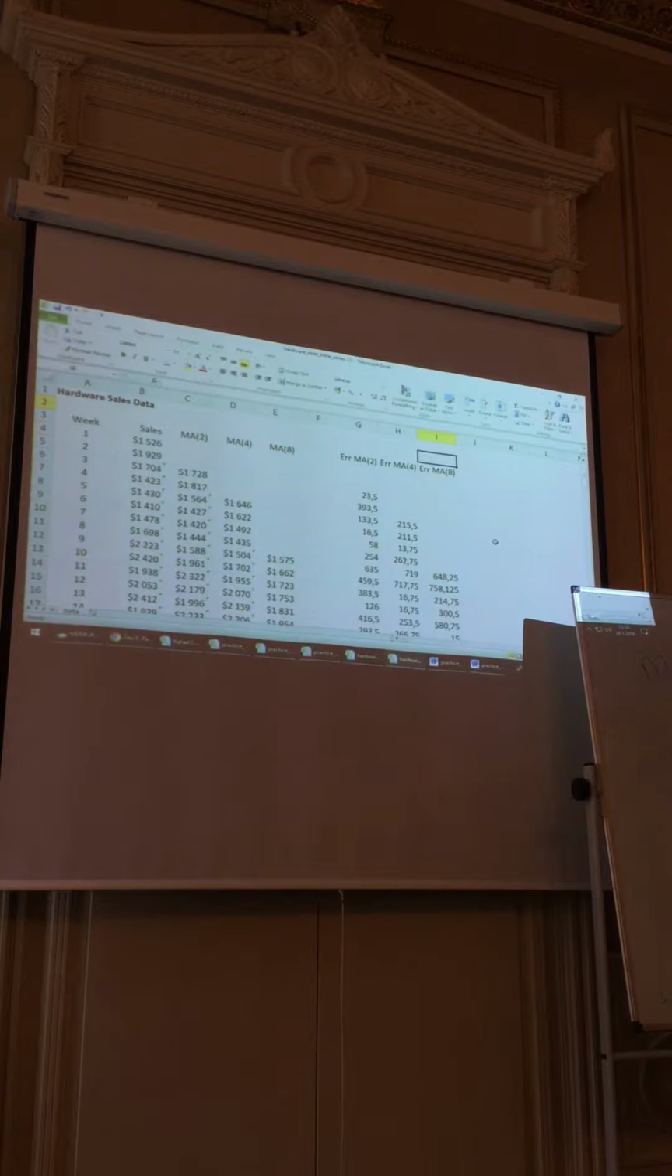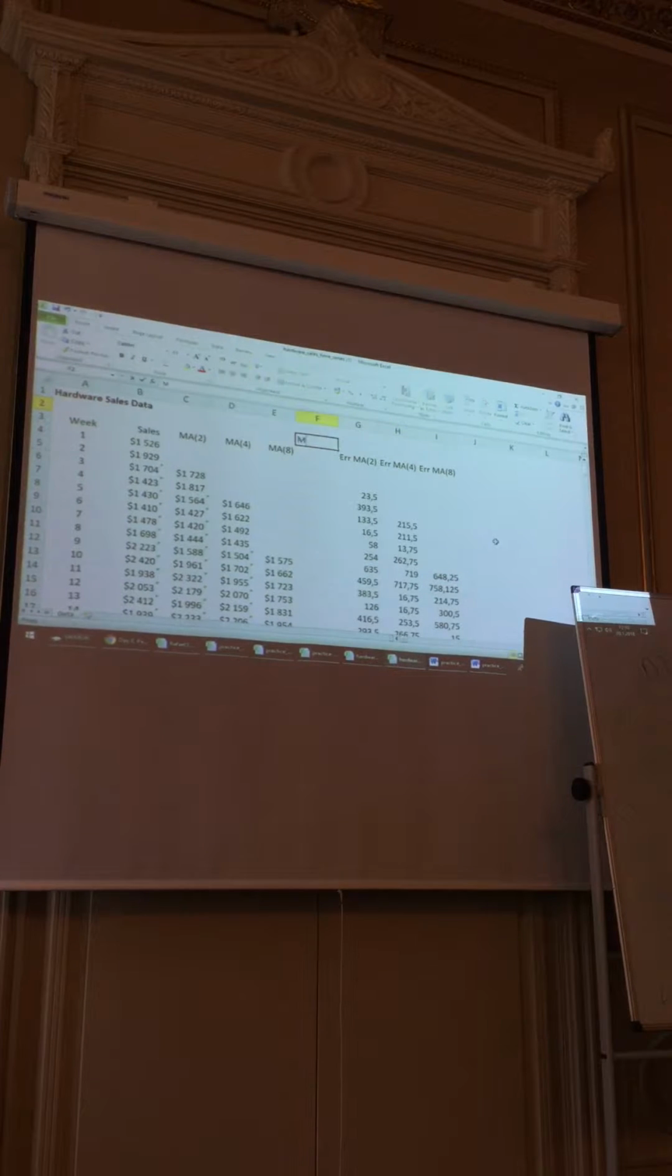Okay, so these are going to be on the top. So I'm going to put a label right here, MSE, for mean square error. And the way I'll calculate this is, it's a function in Excel, I think it's called SUMSQ. Yeah, sum square.